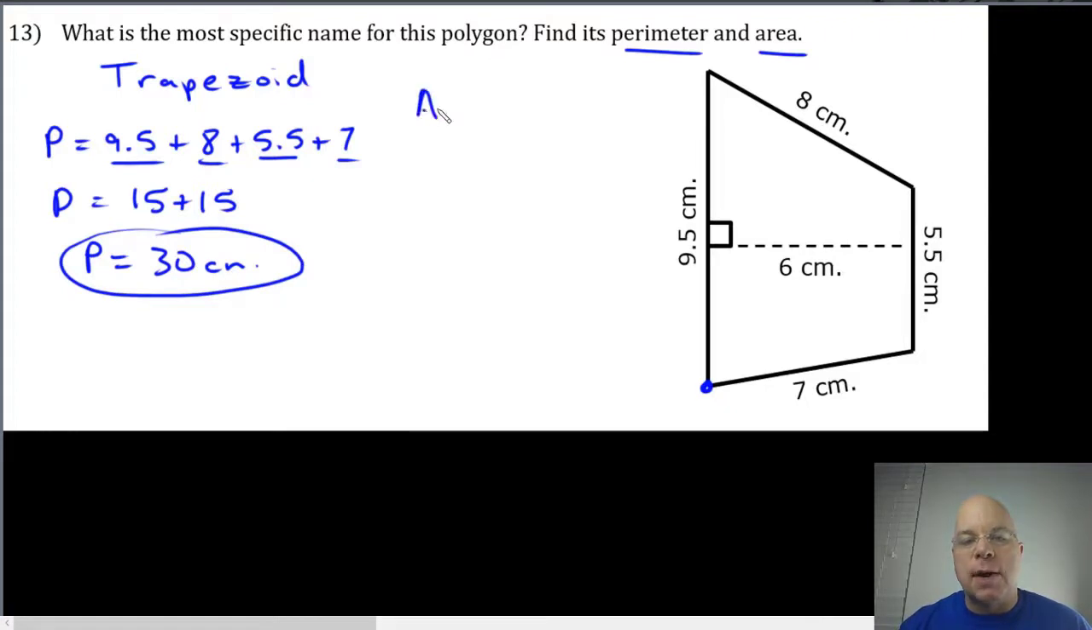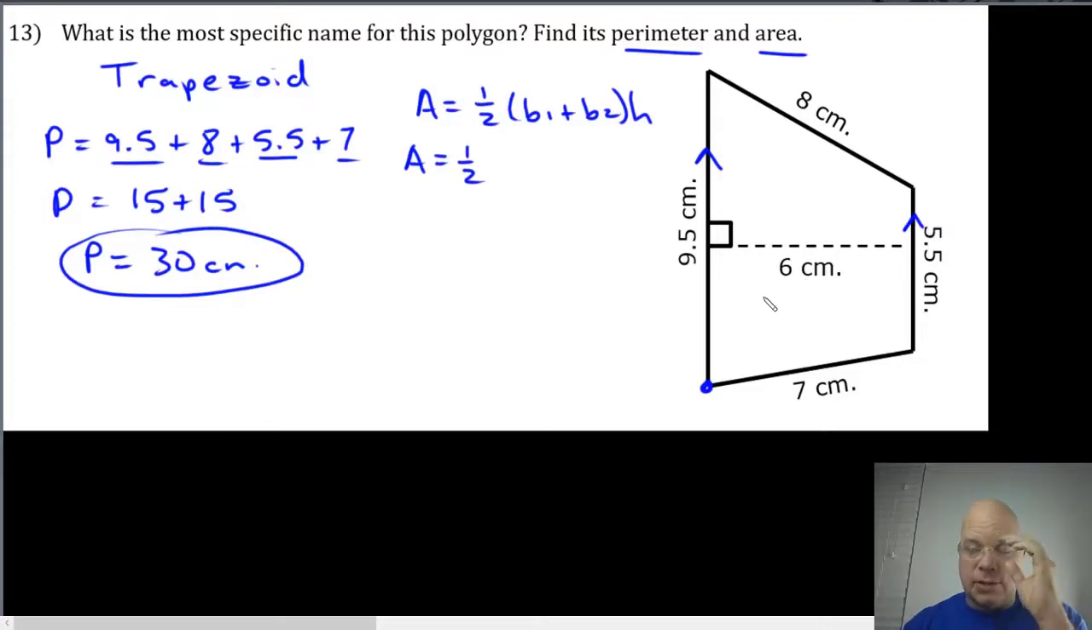The area for a trapezoid, 1/2 multiplied by the sum of the bases, base 1 plus base 2, multiplied by the height. So area equals 1/2. We said this was a trapezoid because these sides are parallel. The parallel sides are the bases. If it helps you to visualize it, you can turn your paper, but these are the bases, the 9.5 and the 5.5.